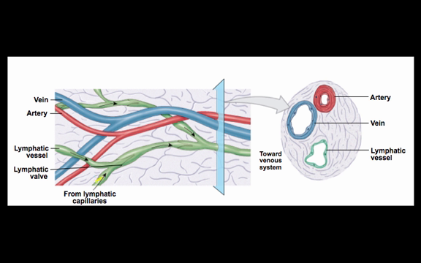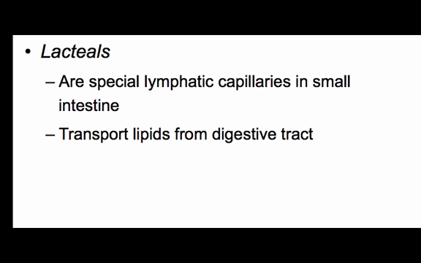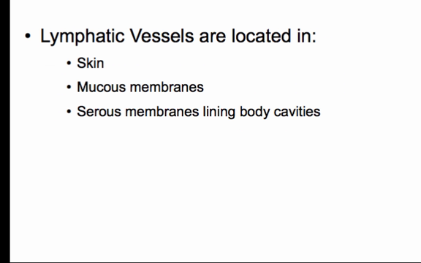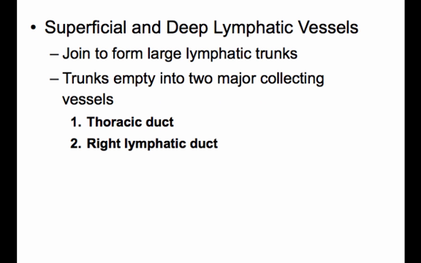Lymph fluid flows from the lymphatic capillaries to larger lymphatic vessels that contain one-way valves. These lymphatic vessels travel side by side with veins. Lacteals are special lymphatic capillaries in the small intestine that transport the lipids ingested from the digestive tract. Lymphatic vessels are located in the skin, mucous membranes, and serous membranes lining the body cavities. Superficial and deep lymphatic vessels join to form large lymphatic trunks that empty into 2 major collecting vessels called the thoracic duct and the right lymphatic duct.